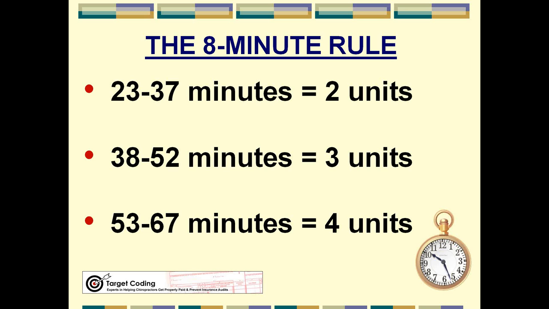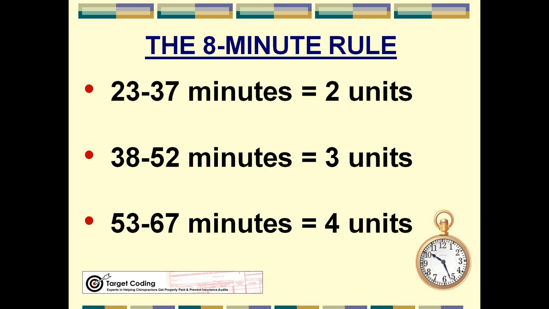Now, multiple units can be performed on a date of service for 1 or more procedures, but you have to base it on the total amount of time spent in direct contact with the patient. So you can bill multiple units, but you're going to have to add up the amount of time you spend doing all of the timed codes and then determine how many units to bill. I'm going to get back to that in a minute.